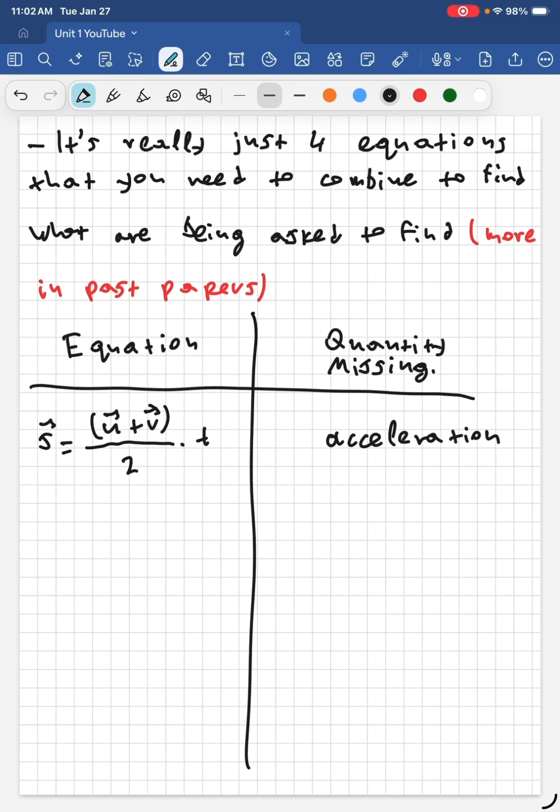The second equation is V, okay? The final velocity is equal to the initial velocity plus the acceleration times t, okay? And what does this tell us? That if we know how much time passed between having an initial velocity and a final velocity, and if we know the acceleration that caused this change in velocity, we can find the final velocity, okay? What's missing here? The displacement, okay?